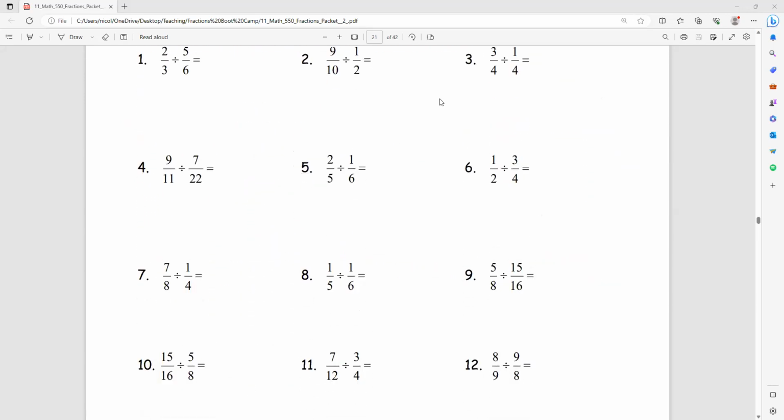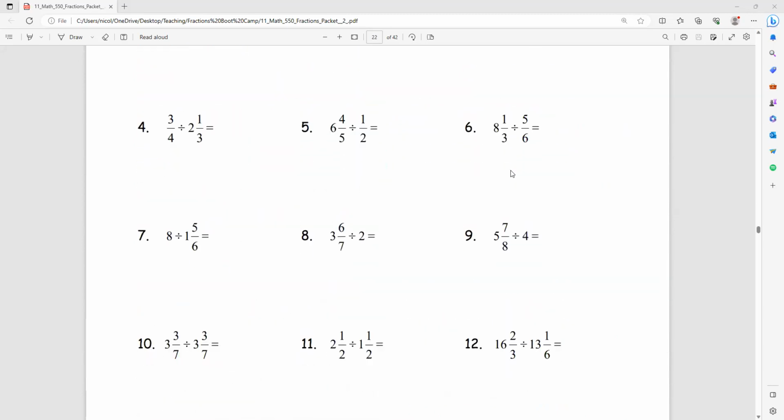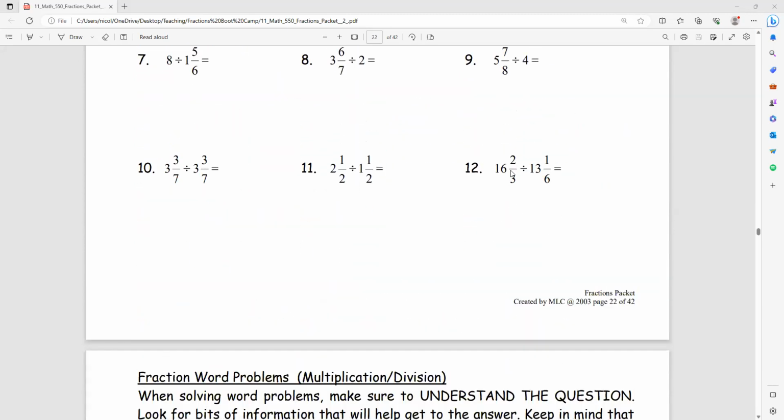Dividing fractions, take the second fraction, flip and multiply. If you have mixed numbers, change them to improper fractions, and then take the second fraction, flip and multiply. Let's try this one. This is going to get you 4, 5/2. This is going to get you 3/2. Take the second fraction, flip and multiply. And what do you know? You can also cross cancel here and then end up with 5/3.